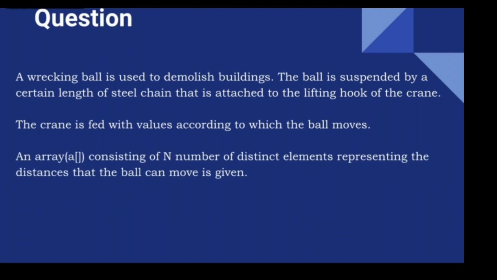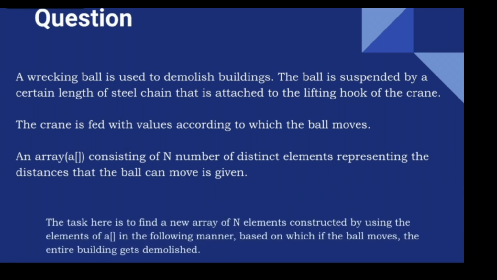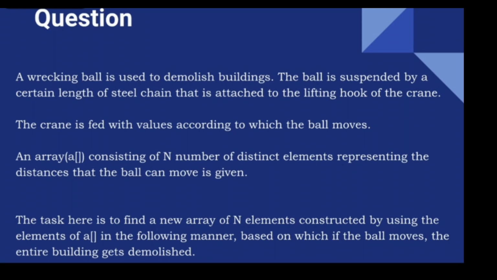An array A consisting of n number of distinct elements representing the distances that the ball can move is given. The task here is to find a new array of n elements constructed by using the elements of array A in the following manner, based on which if the ball moves, the entire building gets demolished. So given a set of values of an array, those values are fed to the crane so that the ball will move based upon the values given over here.